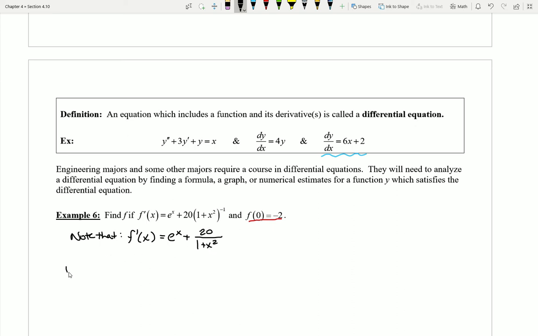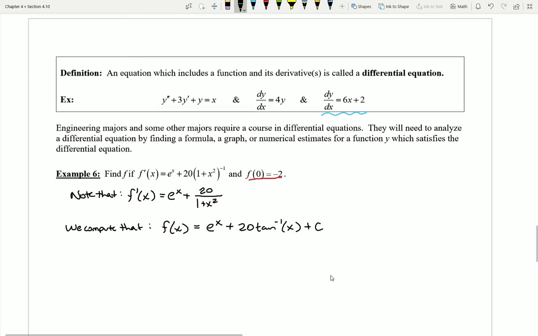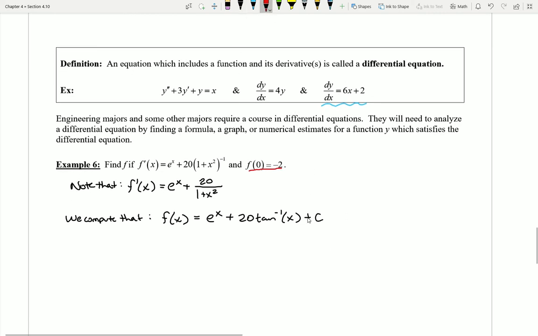Now the reason that I do that is because now I can easily compute that my function f would just be e to the x plus, and over here I recognize this now as a nice derivative rule. That's 20 times the inverse tangent of x. This is the derivative of 20 inverse tangent x. Now, of course, to make this as general as possible, I would have to put in a plus c. And now I need to find that value of plus c using my initial condition.